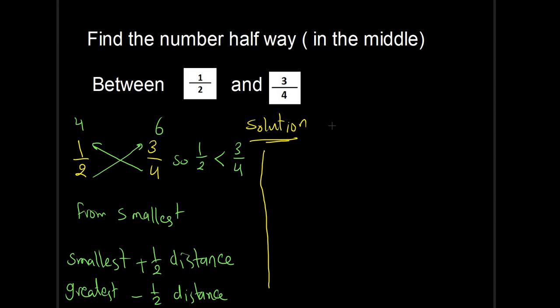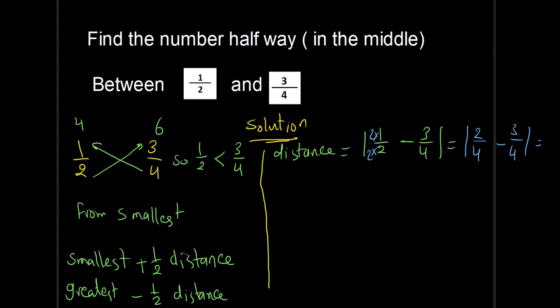So first I find the distance, equal to the absolute value of 1/2 minus 3/4. The order is not important. We must have the same denominator. We multiply this by 2 over 2, and this by 2 over 2. So the answer equals 2/4 minus 3/4 equals 1/4.